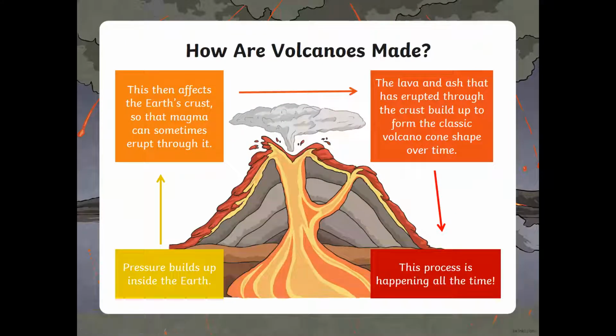How are volcanoes made? So, pressure builds up inside the Earth. This then affects the Earth's crust so that magma can sometimes erupt through it. The lava and ash that has erupted through the crust build up to form the classic volcano cone shape over time. And this process is happening all the time.